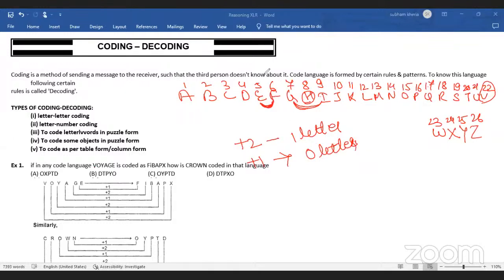Yes, Swapna, you have any doubt? Please write it down if you have.